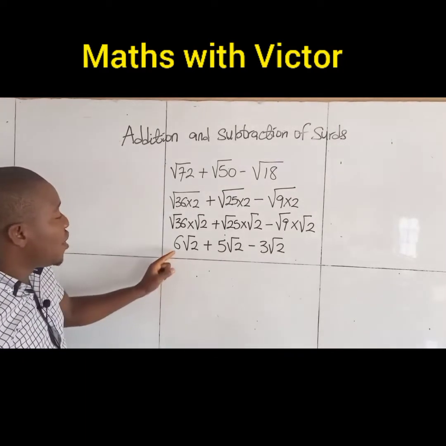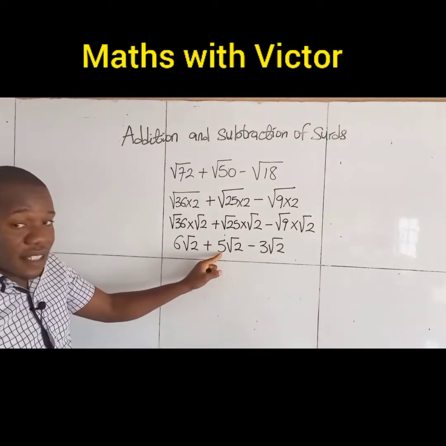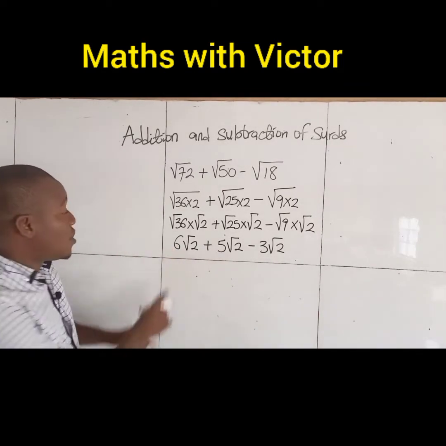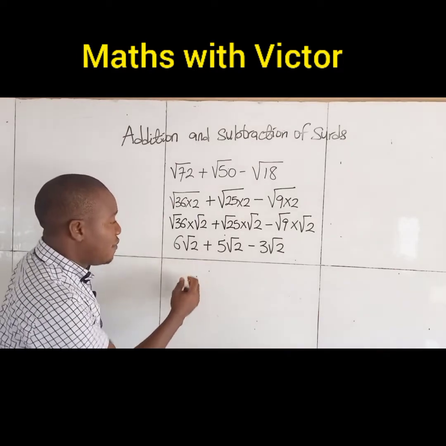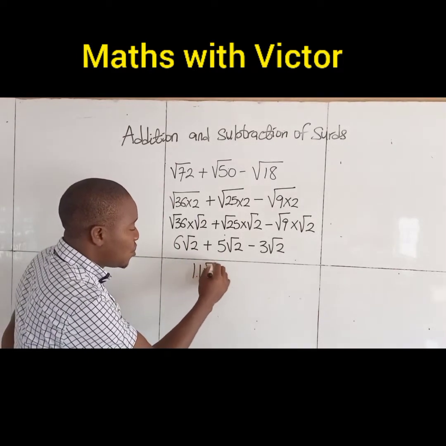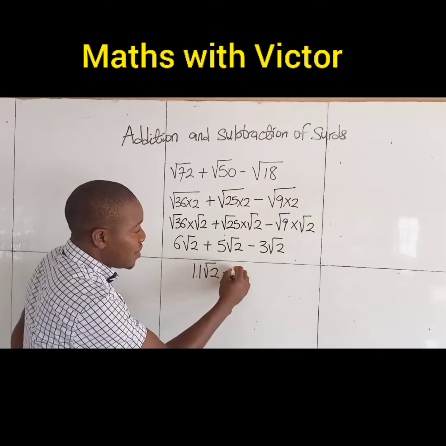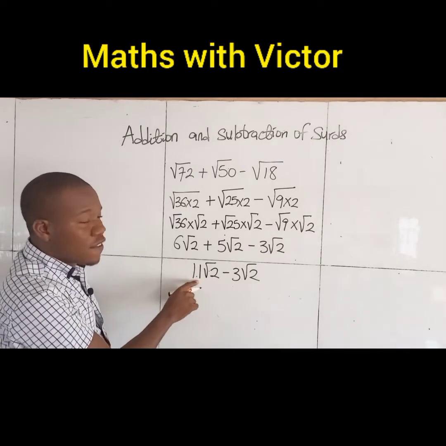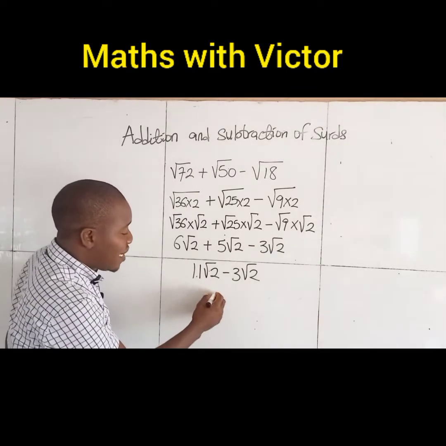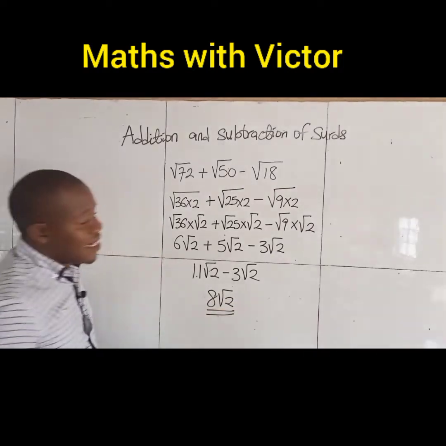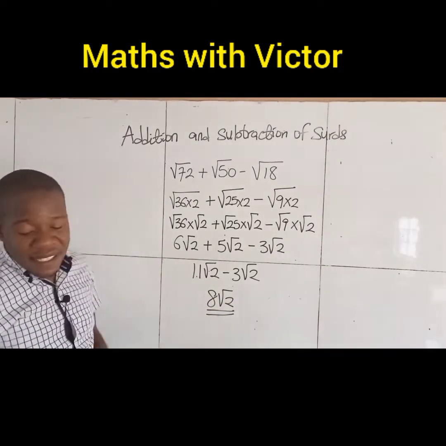Very important. You add the numbers outside the square root. The numbers that are multiplying the surd, that's what you add. So 6 plus 5 gives me 11. That means this will simplify to 11 root 2. I still have this minus 3 root 2. Then I'm going to subtract 3 from 11. When I do that, I have 8 root 2 as my final answer. As simple as that.